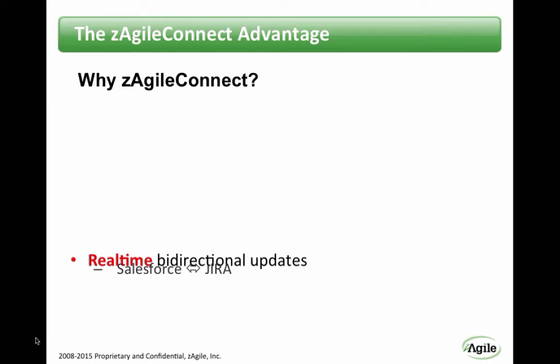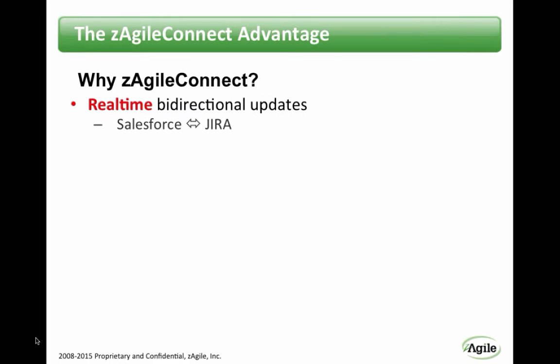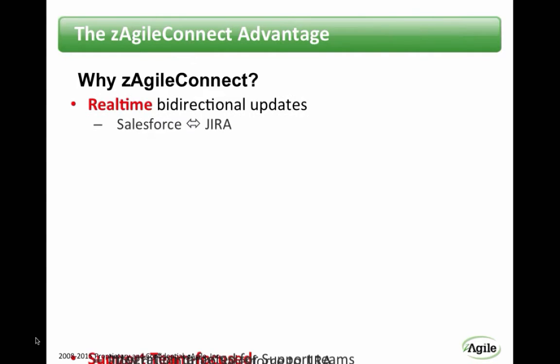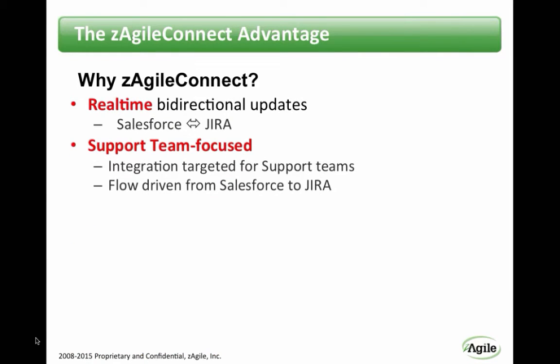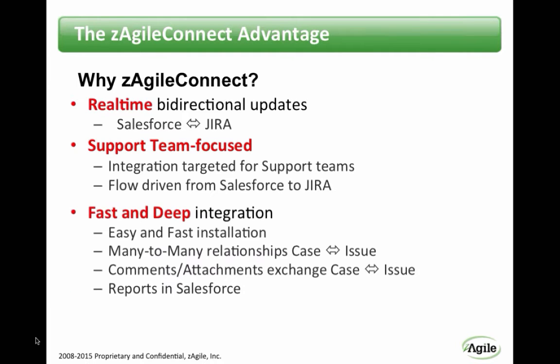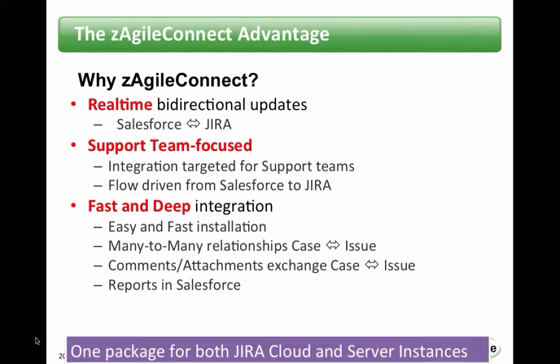First, what is the zAgileConnect advantage? What are some of the things that we've already shown you? You've got real-time bidirectional updates. You've seen that. Whatever's happening on either side, the other is aware. Also, of course, we are always emphasizing this: it's very support team focused. The flow starts with the support agent. They create issues, they link issues. Everything that is happening in JIRA is driven from the support team. And it's also a fast and deep integration.